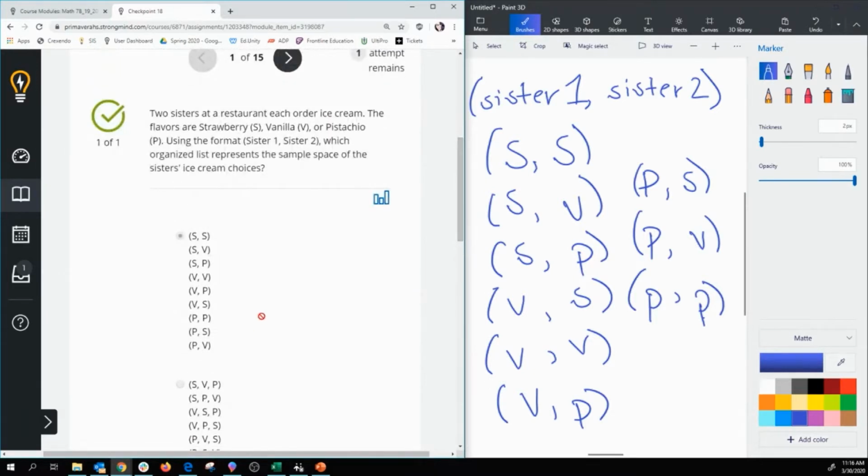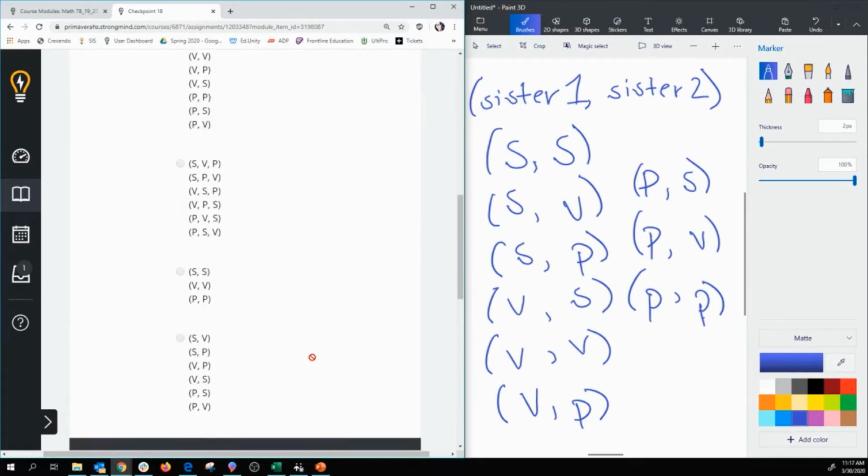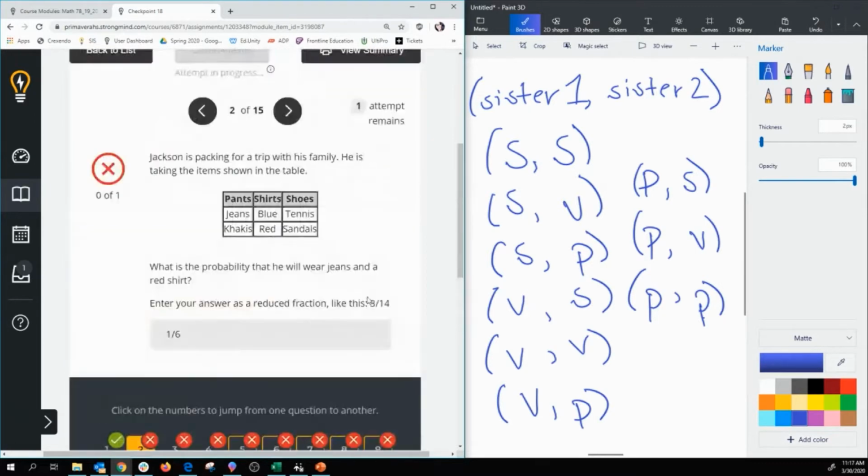So let me know when you guys are ready to go on to the second problem. Dawson, are you okay too? Perfect. All right, so second one.